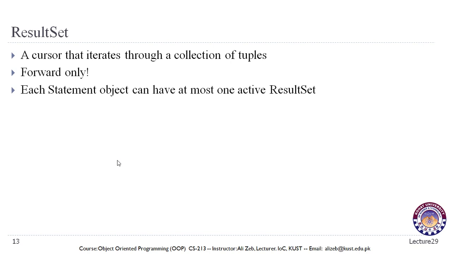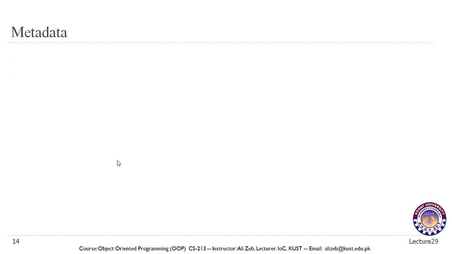The result set is a cursor that iterates through a collection of tuples. It's forward only, and each statement object can have at most one active result set. We'll have a look at it when we retrieve data from our database. We store it in an object of the result set, and at a time it will have one row of the data in our result set. We can use that result set to go through the data in our database, or we can use that result set to insert or update data in our database.